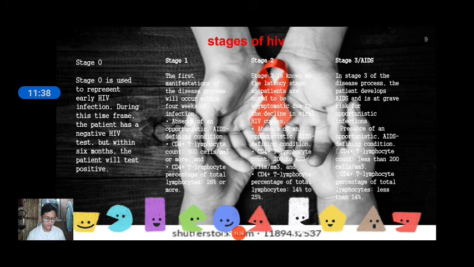So there is a presence of an opportunistic AIDS-defining condition, and then the CD4 plus T cells count is less than 200 cells per mm cube, and lastly the CD4 plus T cells percentage of total lymphocytes is less than 14%. So patients are considered to be in stage 3 of the disease if an AIDS-defining condition is present, even if the CD4 plus count or percentage is outside the expected range.